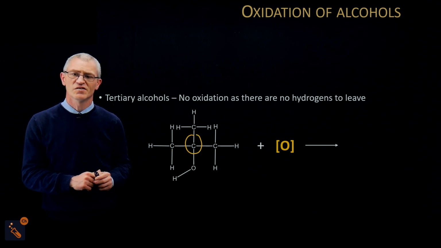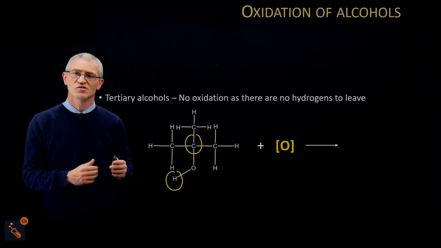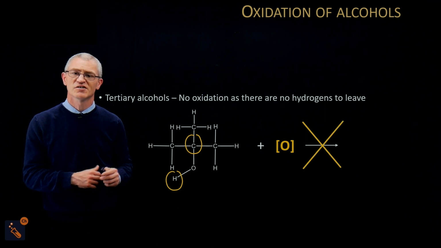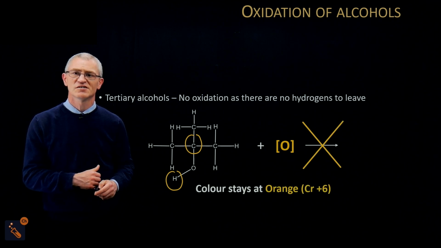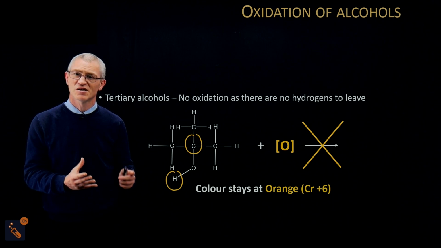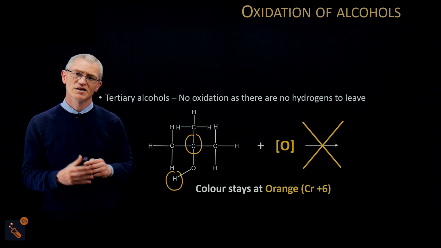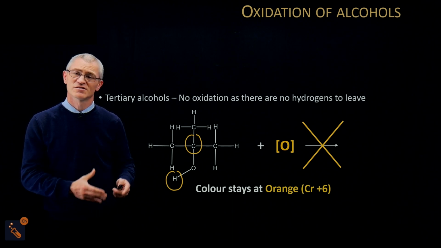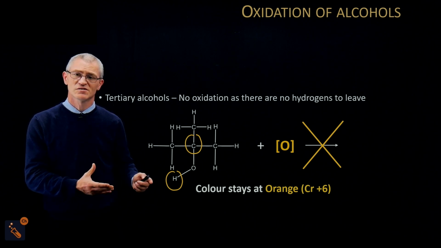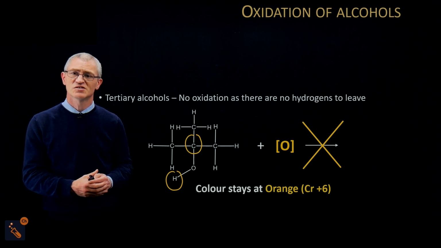hydrogens on that carbon. And the only hydrogen that can be removed is this hydrogen on the OH, and you need two, not one. So nothing happens, no reaction happens, and so the colour stays at orange because it is +6 in the Cr2O7 2-. So that means chromium-6 being orange doesn't change colour at all because there's no reaction occurring.